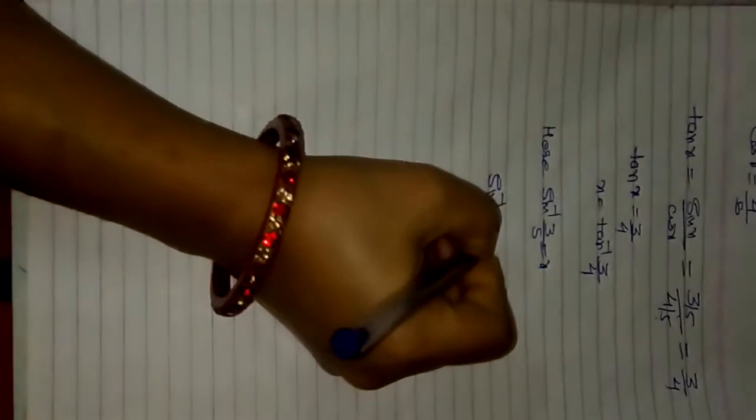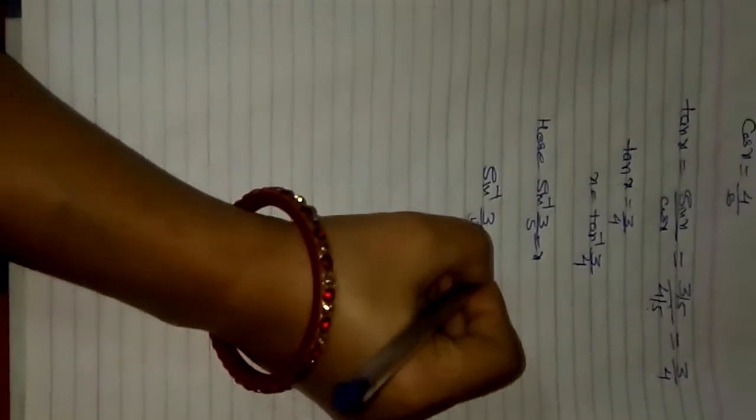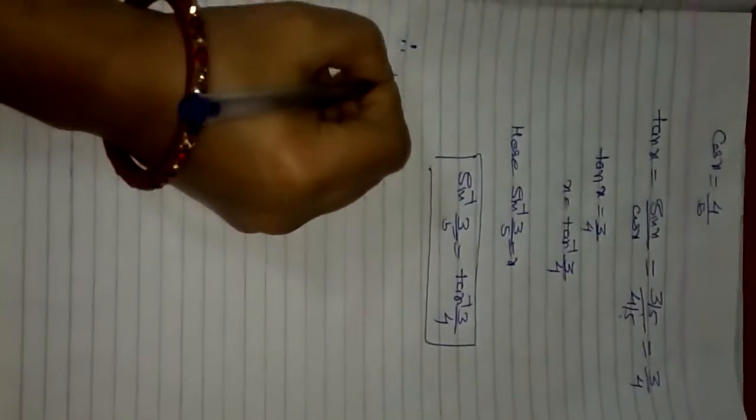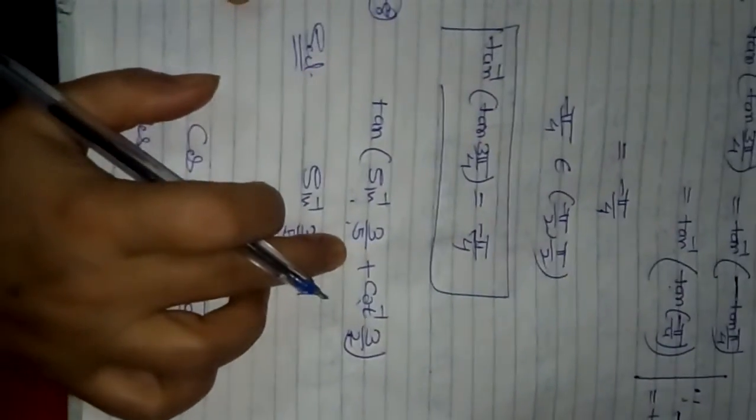Now what is the value of sine inverse 3 by 5? Here sine inverse 3 upon 5 is equal to x. So in place of x we will put the value of x, which is tan inverse 3 by 4. So we will write tan inverse 3 by 4. This is the value of sine inverse 3 by 5. Now the given expression is tan of sine inverse 3 by 5 plus cot inverse 3 by 2.